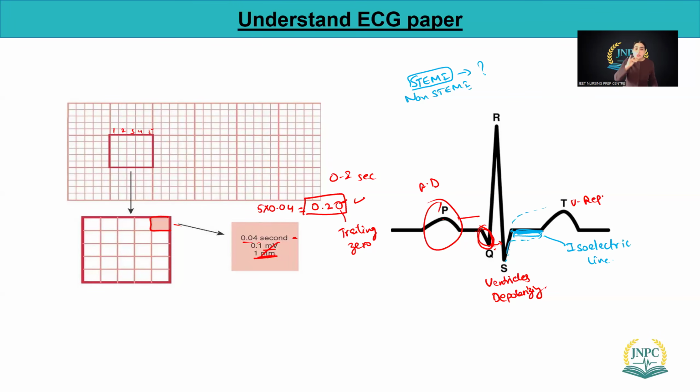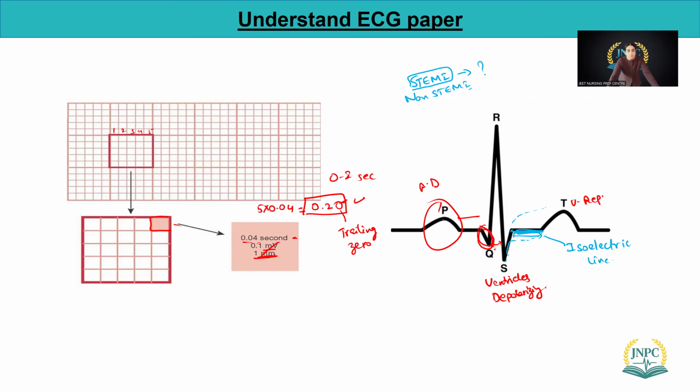Elevated means the ventricles have some trouble. It doesn't matter if it is elevated or deflated down, they have some trouble, right? So if you don't see the isoelectric line, there is some trouble. We have to figure out what is going on. The ventricles are messed up. We will see that. Okay.